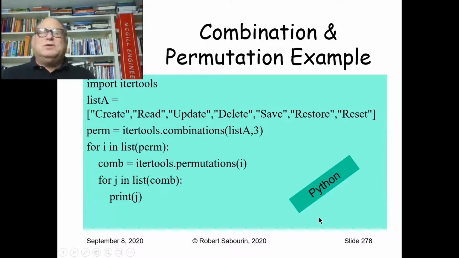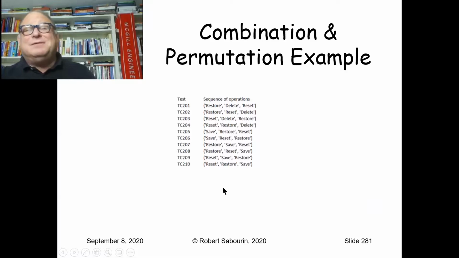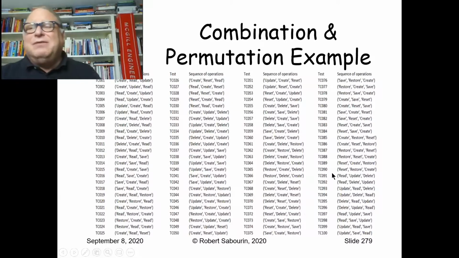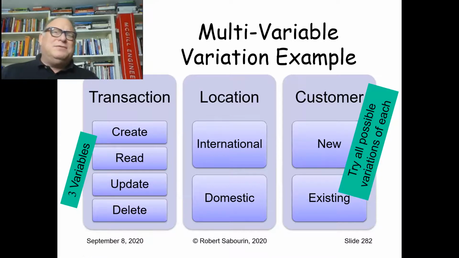With itertools, this is graceful again. We do a little nesting here. The first step is to get the combinations of 3, and then for each member of the combinations list, we do the permutations of it. That gives us quite a lot of test cases, 210 test cases, covering every permutation of a selection of 3. Probably that's a bit too much, so you can experiment and try to do fewer sets or fewer variations.